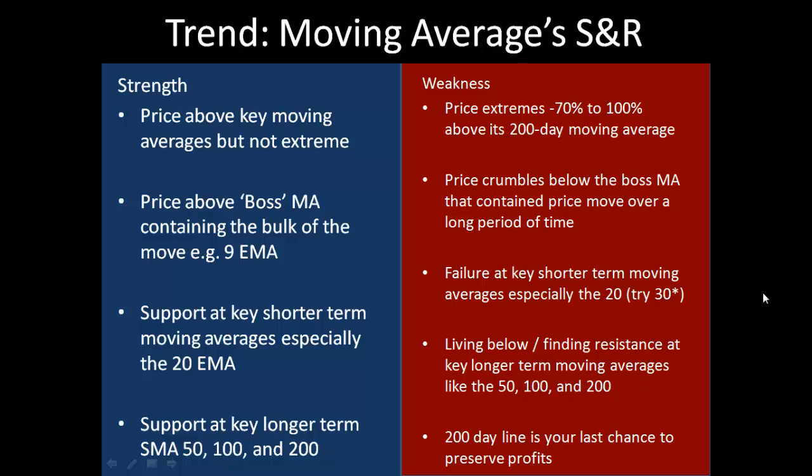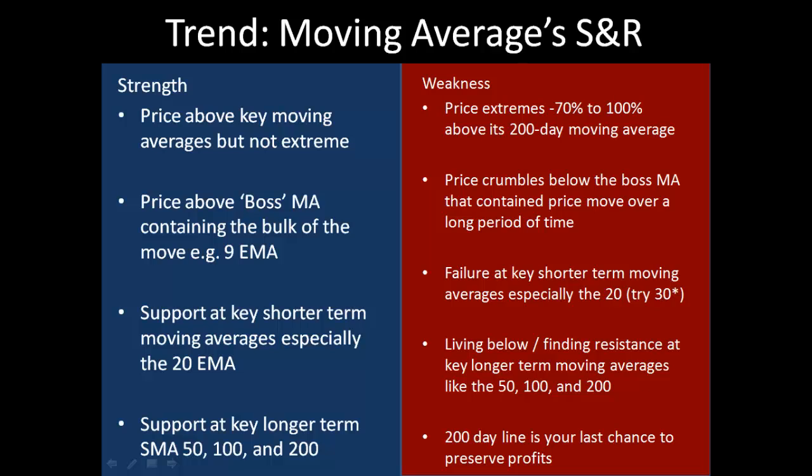miles. If you don't see support at the 200-day moving average, then it might be time to get out of that stock. Now, if you have price that's above the 200-day moving average at an extreme level, like 70 to 100%, that can be a sign that weakness is just around the corner, because you have this irrational exuberance, this extremely overbought condition, and it's just a matter of time before it corrects. Or if you see price crumbling below the boss moving average that's contained the bulk of the move for a long period of time, that can be a signal that things are changing.